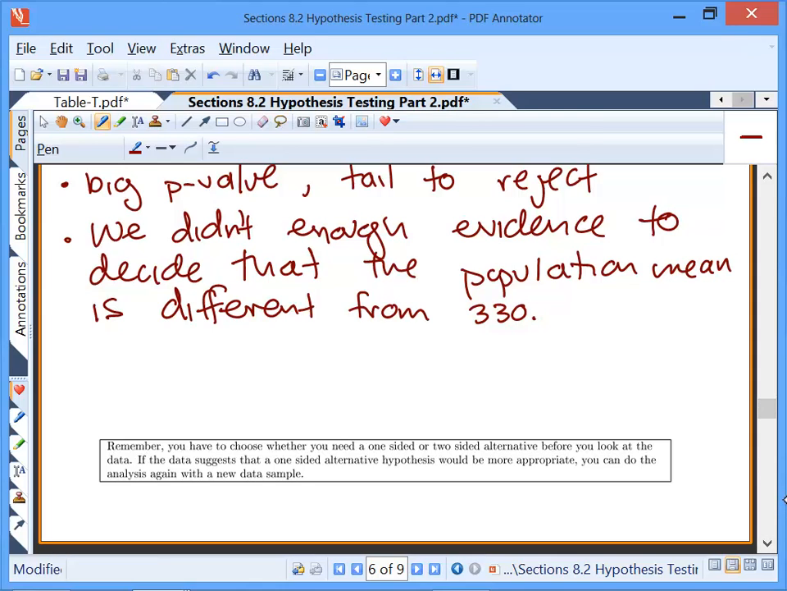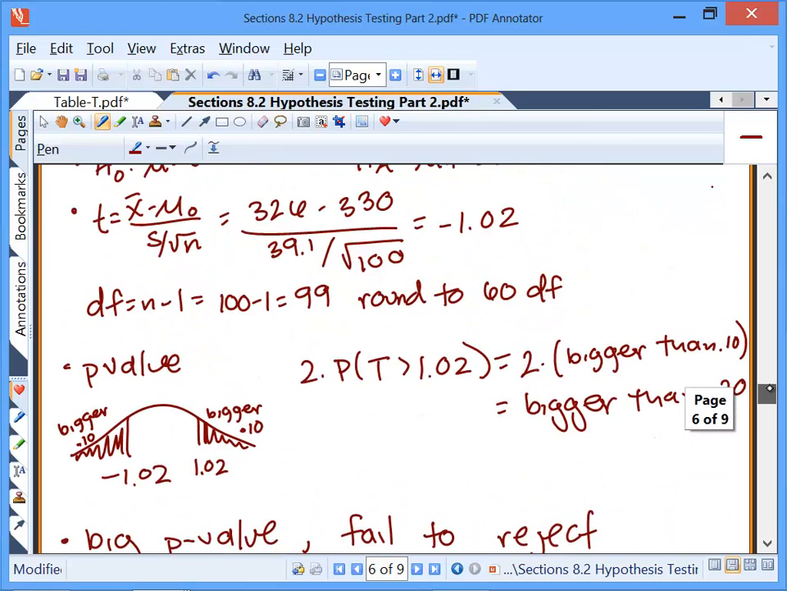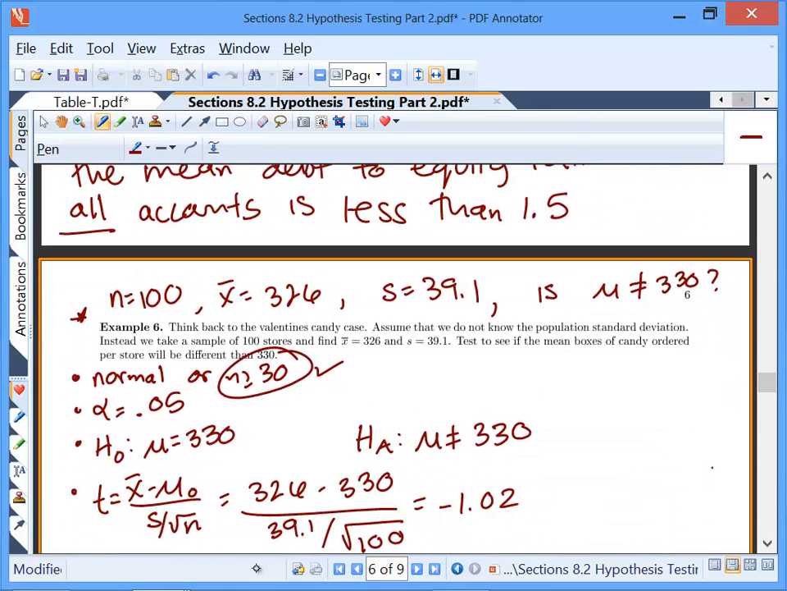Now remember, I did tell you this once, but I keep trying to throw these things in there, because I know we went over a lot of things the first day. Remember, you need to choose whether you want a one-sided or two-sided alternative hypothesis before you look at the data. When I looked at this one and said I just want to see if the mean is different from 330, looking at the sample mean of 326, which direction do you suspect it might go? I might suspect that maybe it is less than 330.